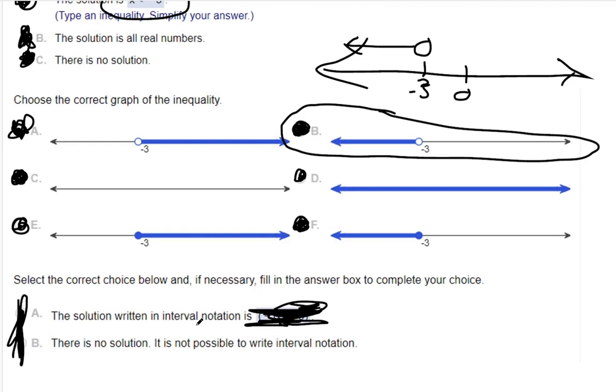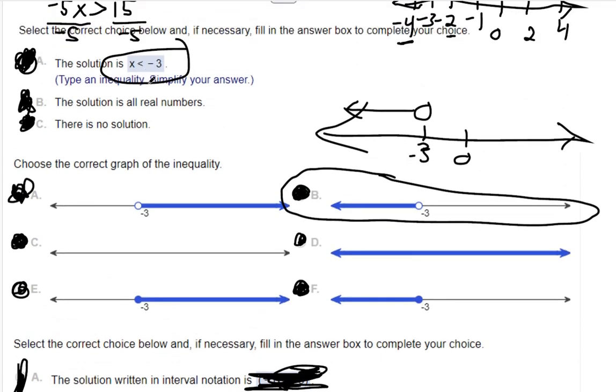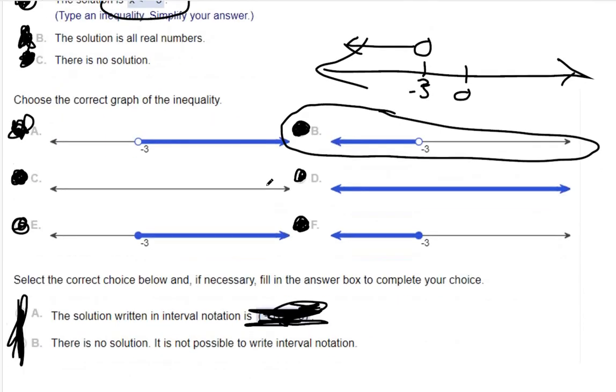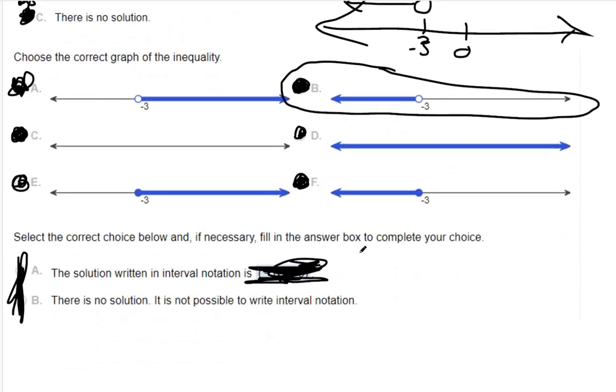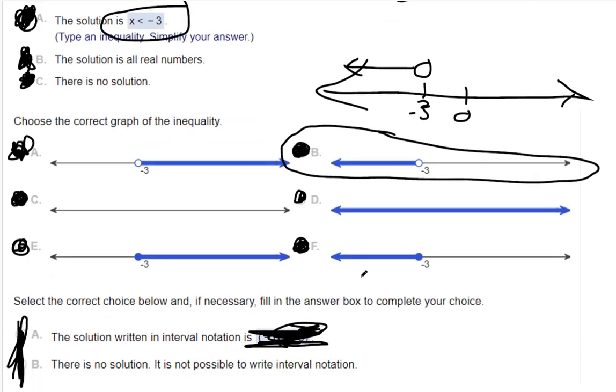Okay, solution written in interval notation. So there's two types of inequality notations we typically use. This is called inequality notation, where we have an inequality symbol, a less than or greater than symbol. Interval notation doesn't have a symbol in the middle. Interval notation starts with the smallest number in our solution. So the smallest number is always to the left, but this line keeps going.